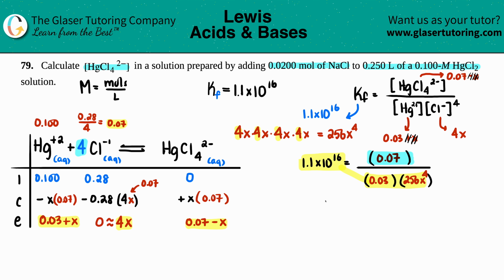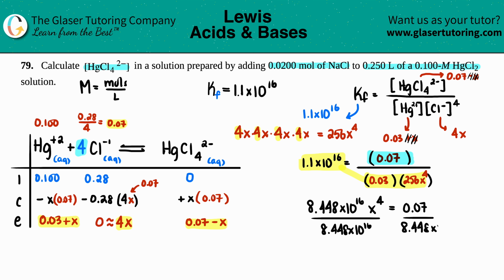So we get 1.1 times 10 to the 16th times 0.03 times 256. And I get 8.448 times 10 to the 16th. And this equals, well, actually, it's x to the 4th, equals 0.07. So let's just solve for x. I have to take that value and divide it by 8.448 times 10 to the 16th on both sides. 10 to the 16th. Okie dokie, this cancels out.